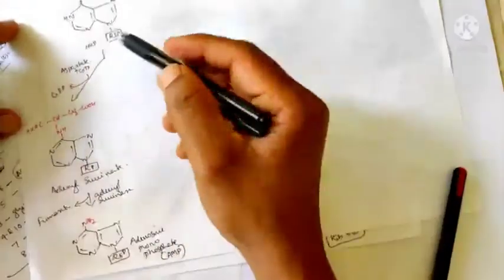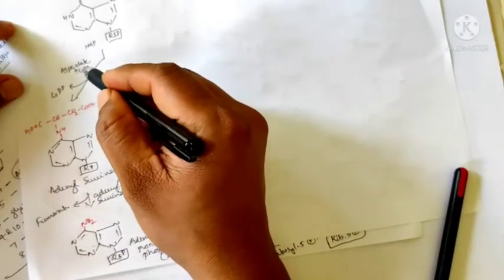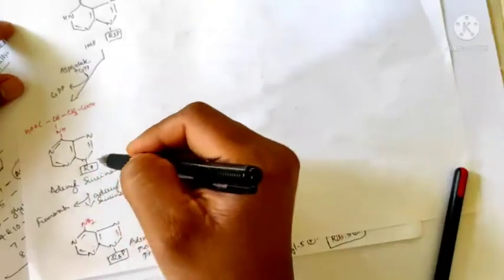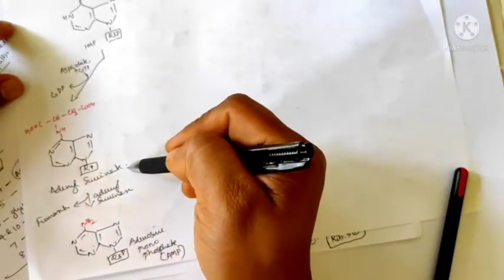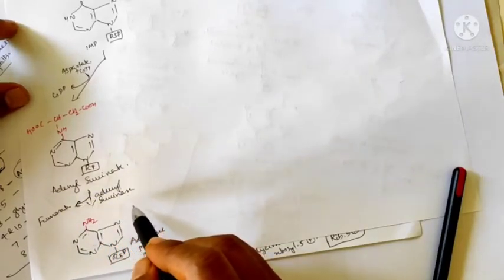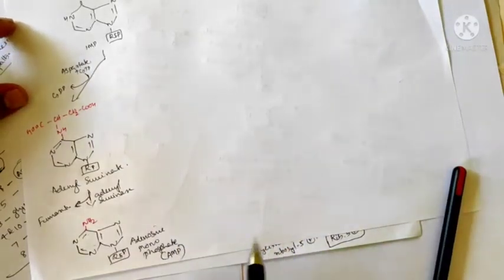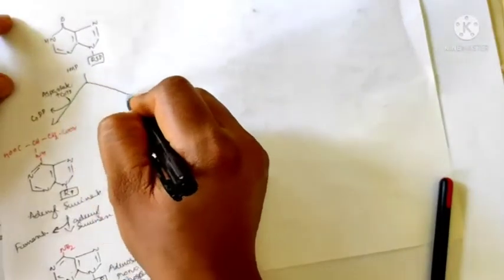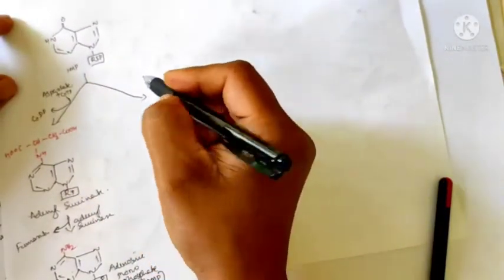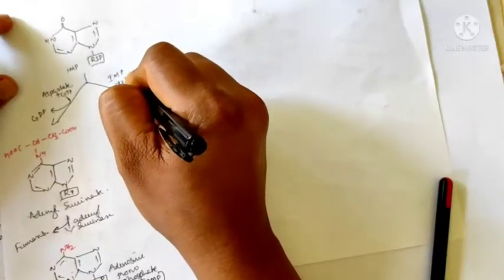Okay. So inosine monophosphate by using aspartate and GTP is converted into adenyl succinate. Adenyl succinate immediately, by removing a molecule of fumarate by adenyl succinase enzyme, converts into adenosine monophosphate. This is AMP.